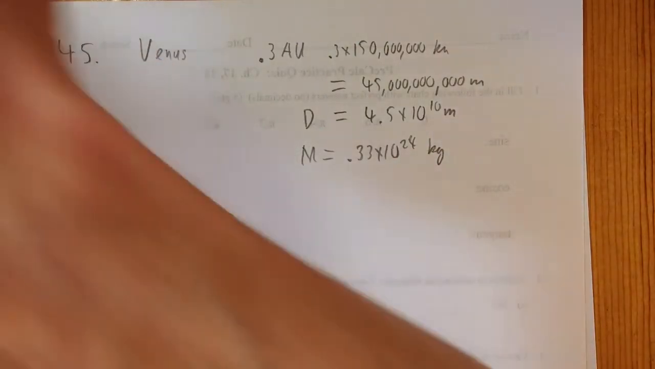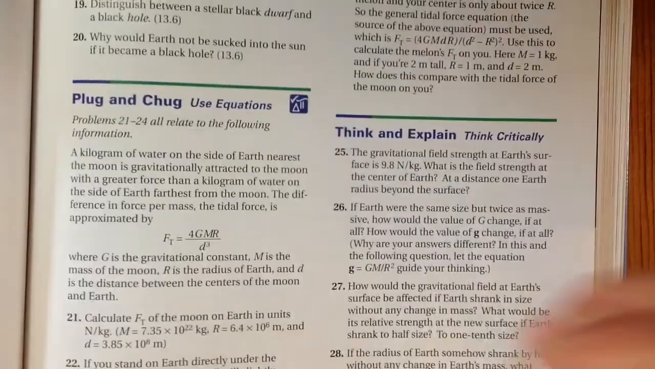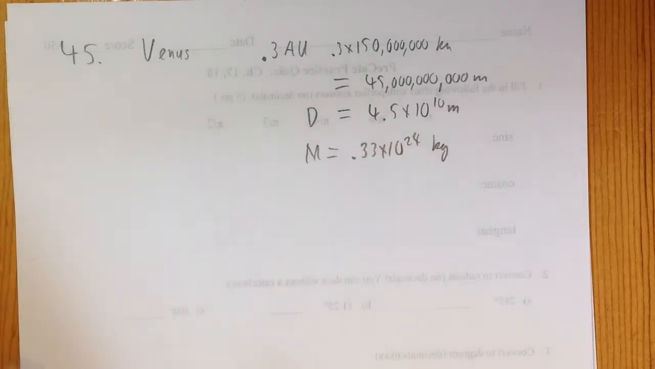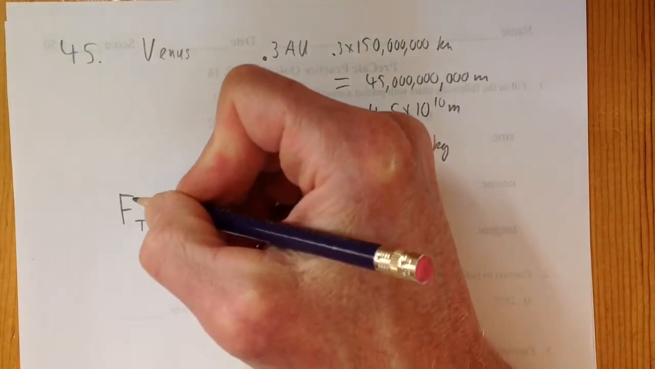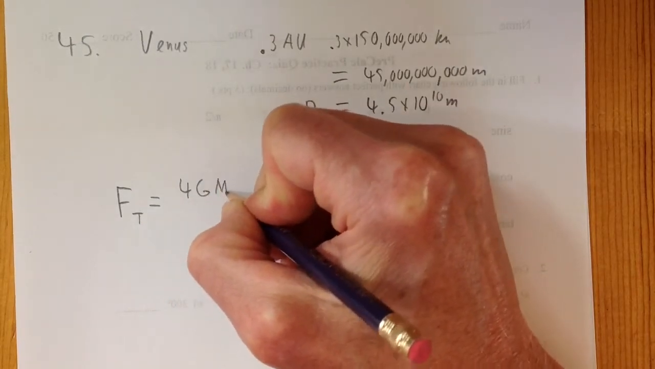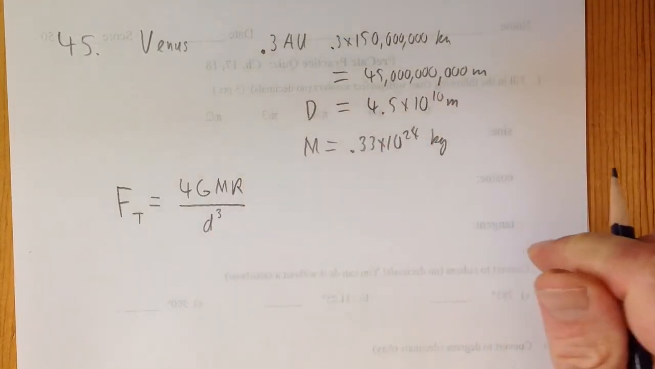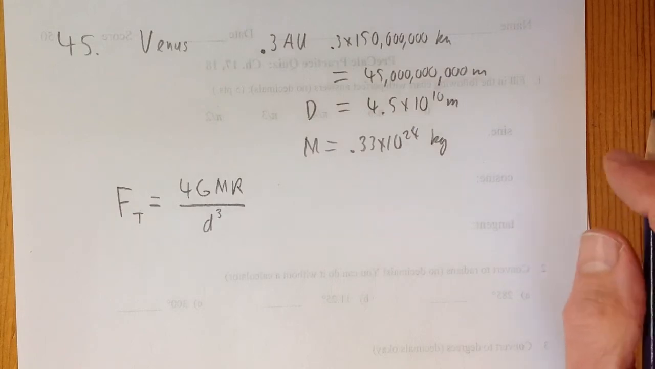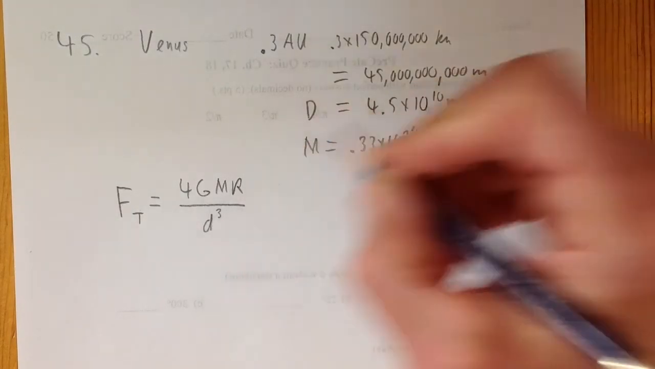Now, earlier, they tell you a formula on page 197 here. They give a formula which they just work out for the tidal force. So we had to figure out what those numbers are. So the tidal force is 4GMR divided by D to the 3rd power. Okay, so what do these numbers mean? And basically, D here is how far the distance is.